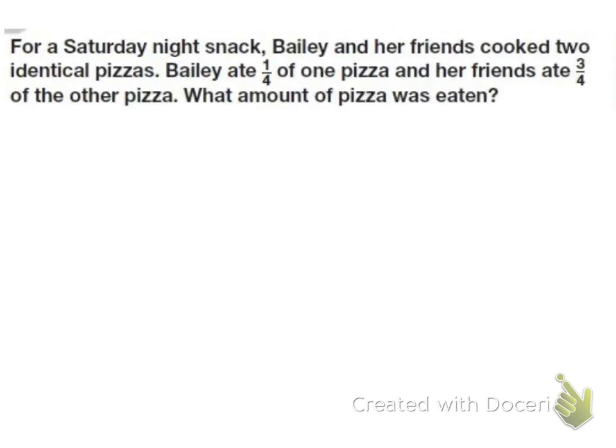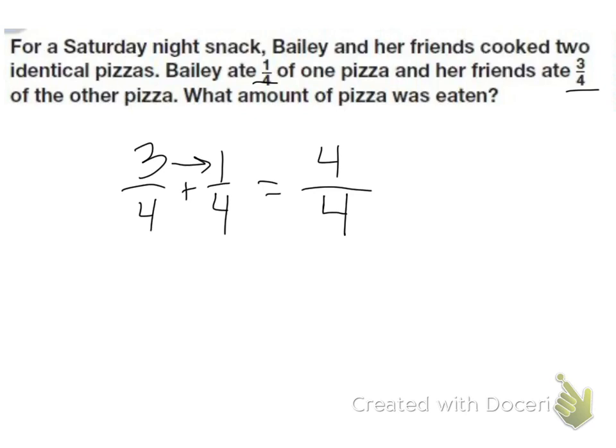This problem says for a Saturday night snack, Bailey and her friends cooked 2 identical pizzas. Bailey ate 1/4 of one pizza, and her friends ate 3/4 of another pizza. What amount of pizza was eaten? So, I know that I can add these together to tell me how much pizza was eaten. So we have 3/4 plus 1/4. Remember, when we add fractions, the denominator stays the same, and we just add the numerators. So 3 plus 1 is 4, so we have 4/4. Since the numerator and denominator are the same, that means this equals 1. They ate 1 pizza.